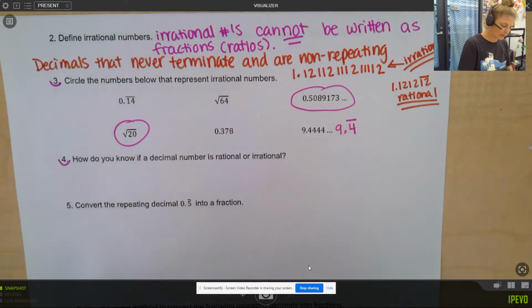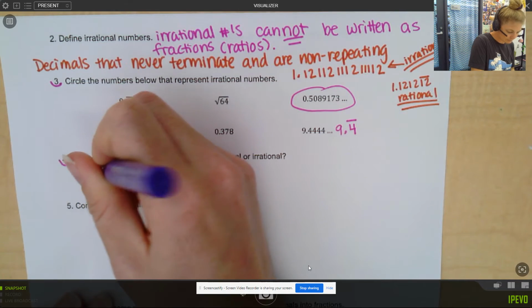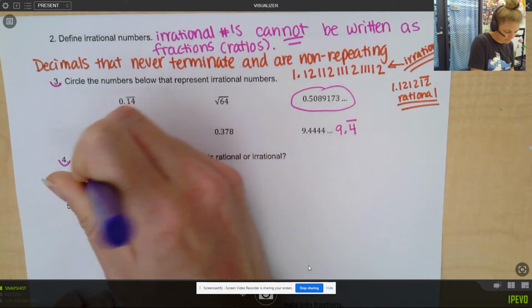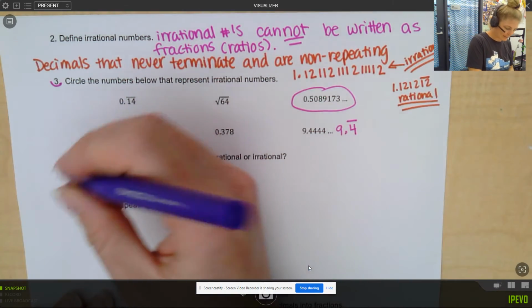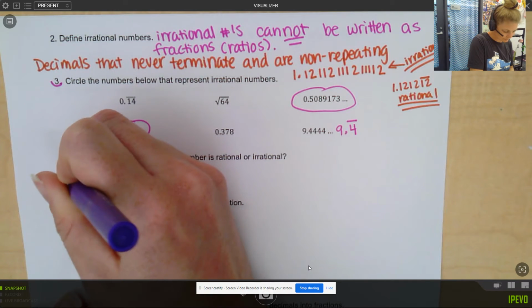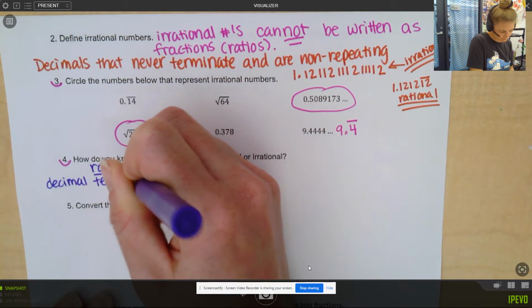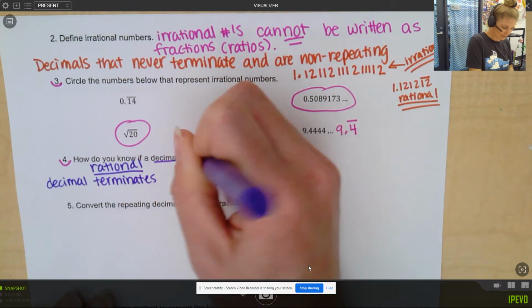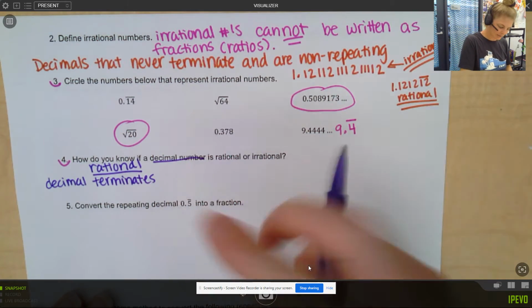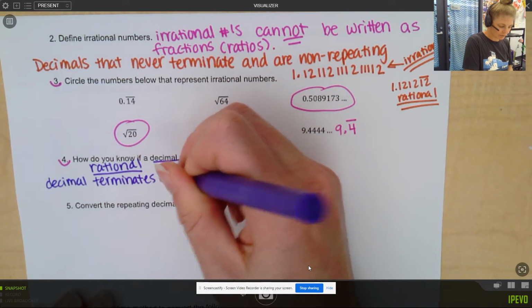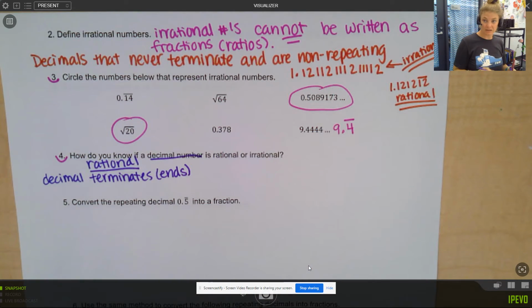Well, if I look at a rational number, I know that the decimal terminates, because it's talking just about decimal numbers. So the decimal terminates, meaning it ends.